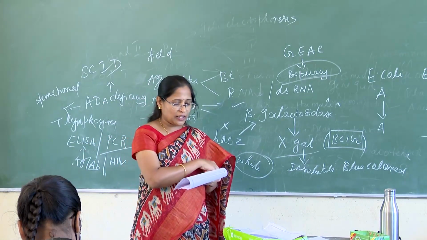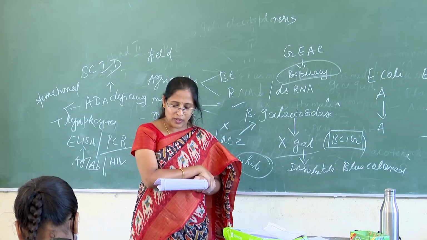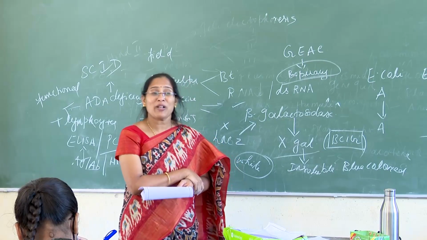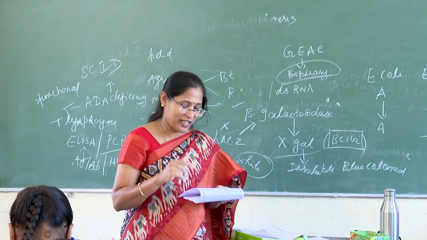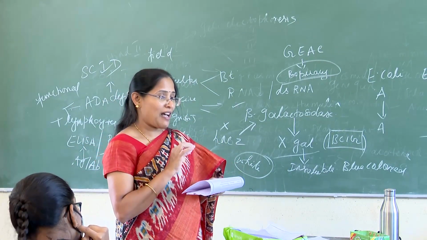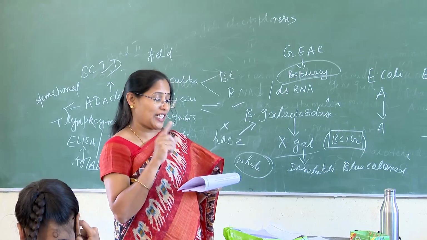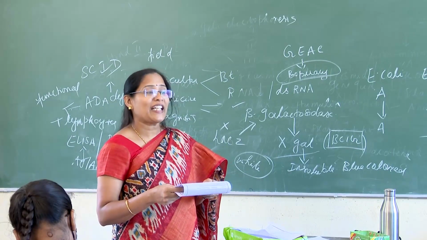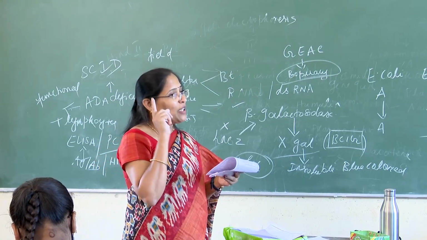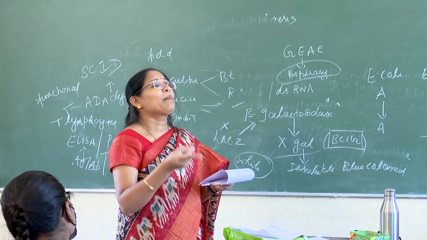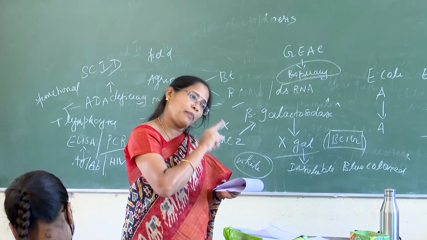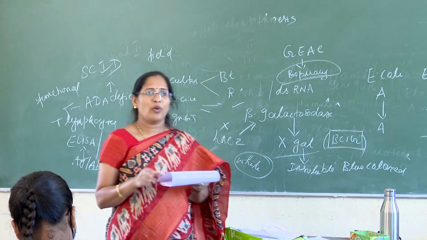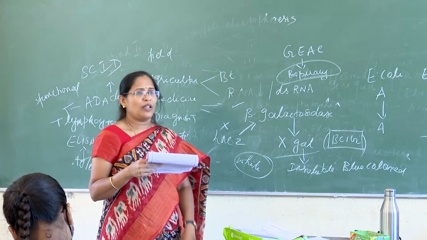Plasmid used to construct the first recombinant DNA was isolated from? That is what I told. Read this question and answer. Plasmid used to construct the first recombinant DNA. Plasmid. E. coli. That is what I told. The gene was from Salmonella, but the vector was from E. coli and inserted into E. coli. The host is also E. coli. Understood?